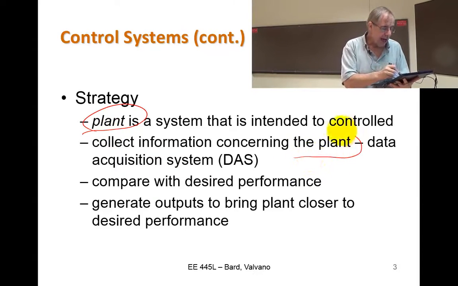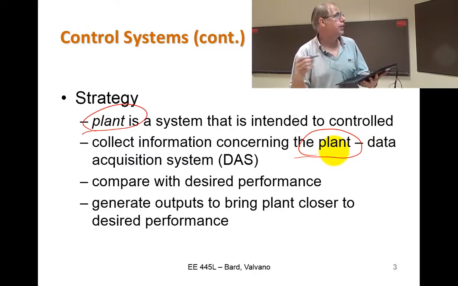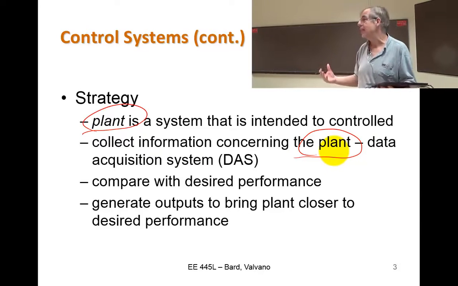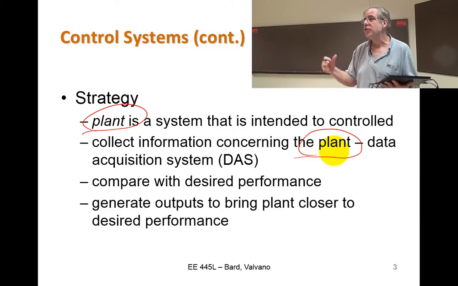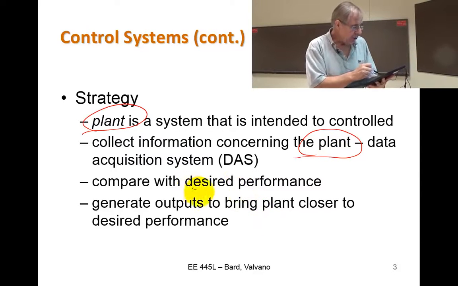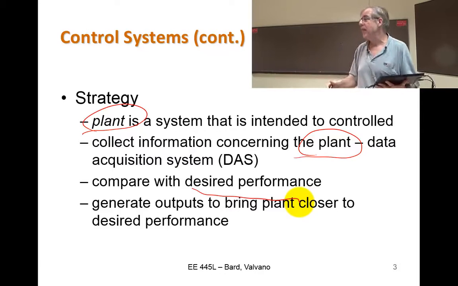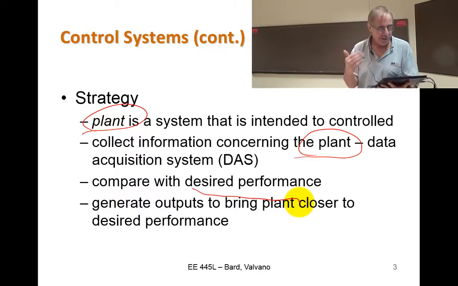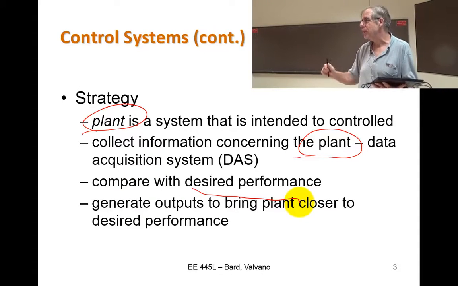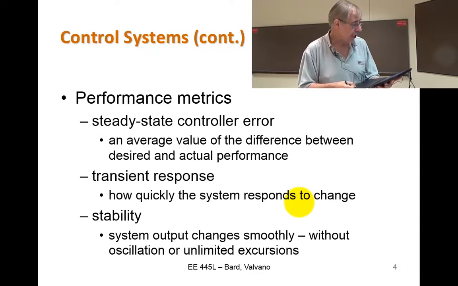And then we're going to have both inputs and outputs. So we're going to acquire some information about the plant. As we saw last time, we're going to measure the rotational speed of the DC motor. Okay? And then we will have an expected performance. In our case, I want to spin at 30 RPS. That'll be our expected performance. And then we're going to generate outputs using the actuators to adjust the power to the motor to bring it closer to 30 rotations per second.